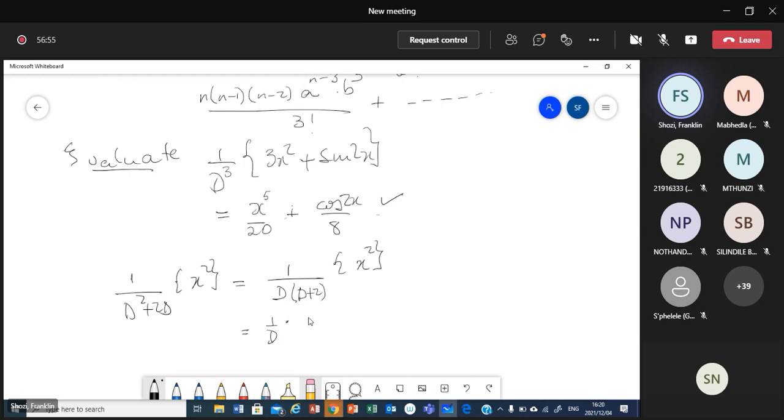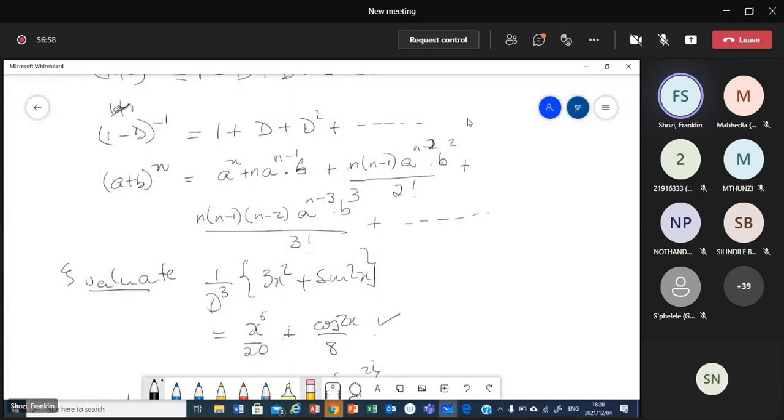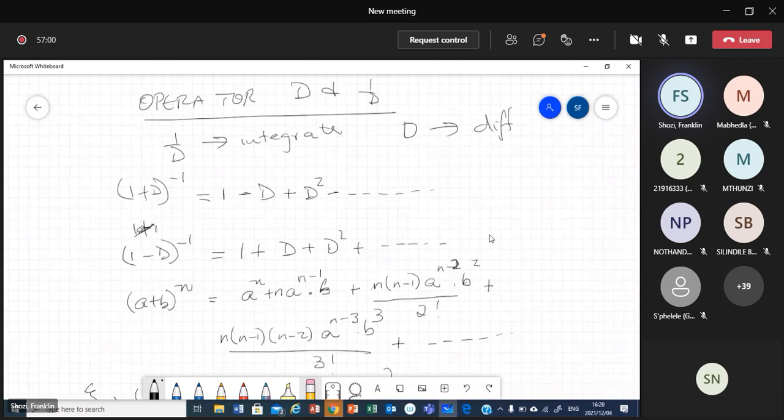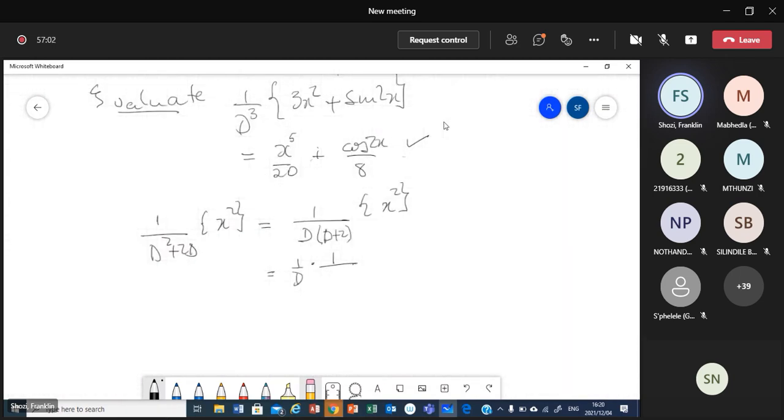This is the form 1 plus D to the power minus 1. No, it's easy then. I can take 2 as a common factor and take it out: D over 2 plus 1 acting on x squared, which I can rewrite as 1 over D, leave that one. In fact, 2D multiplied by that, 1 over 1 plus D over 2, acting on x squared.